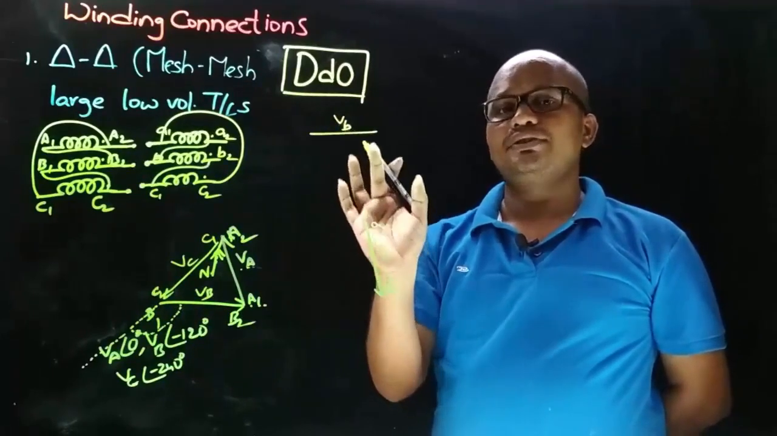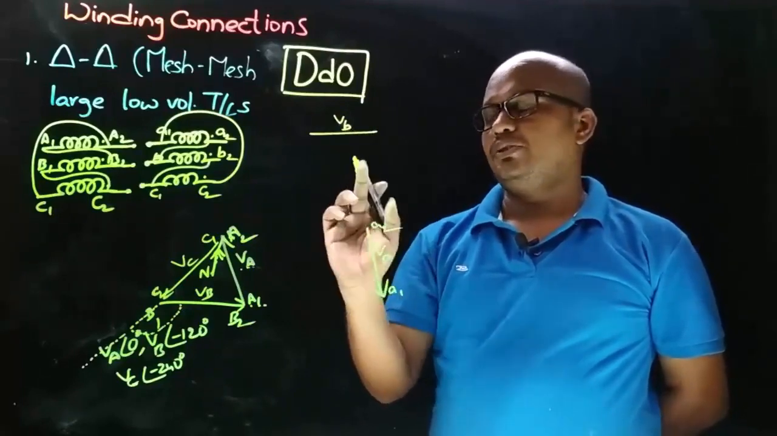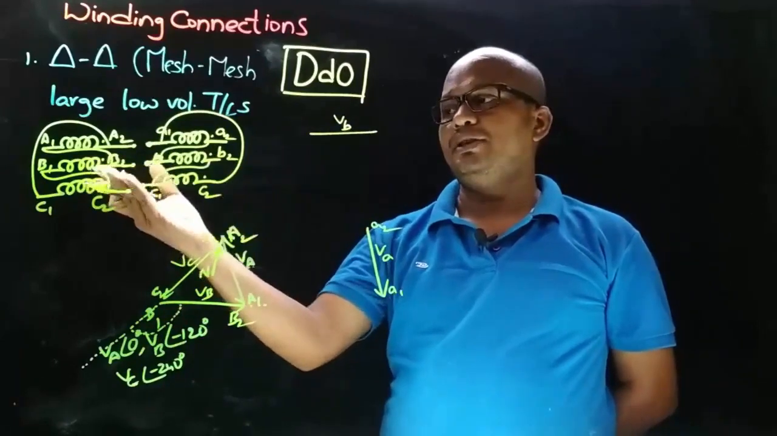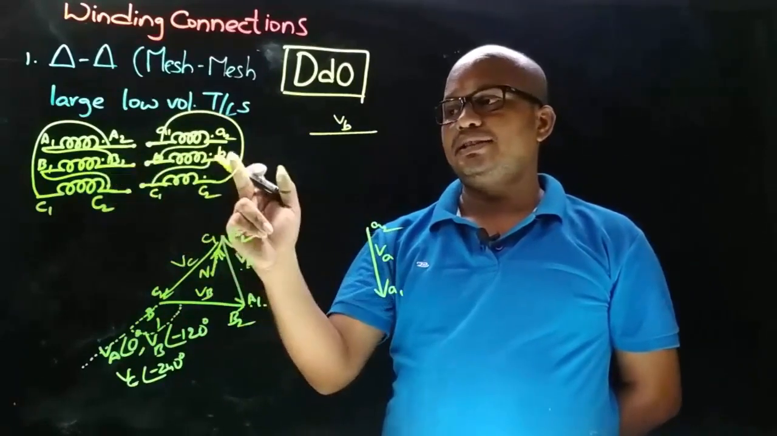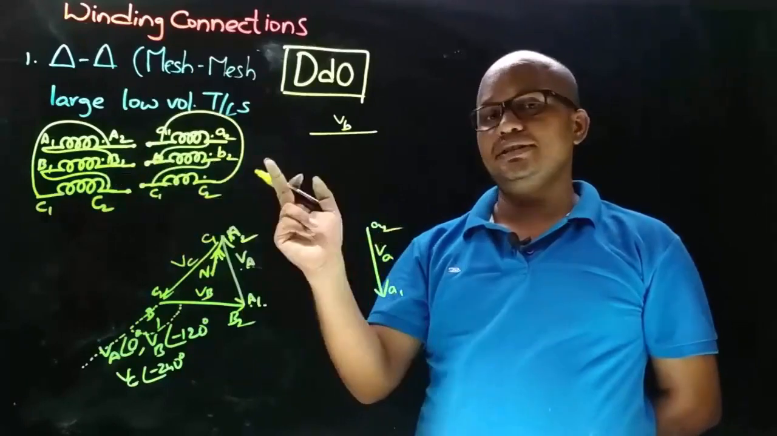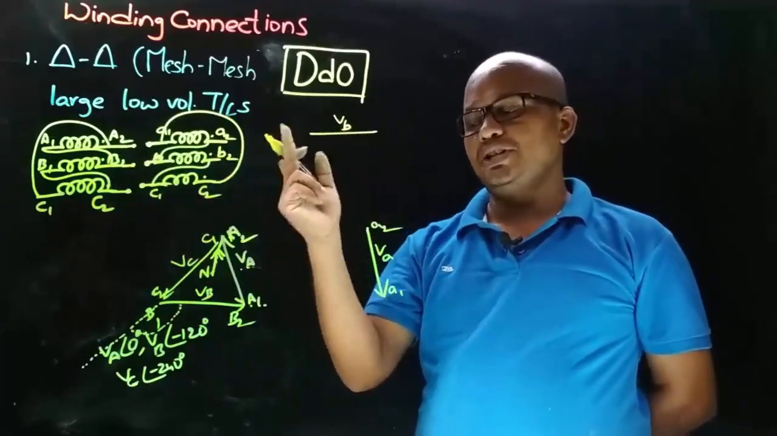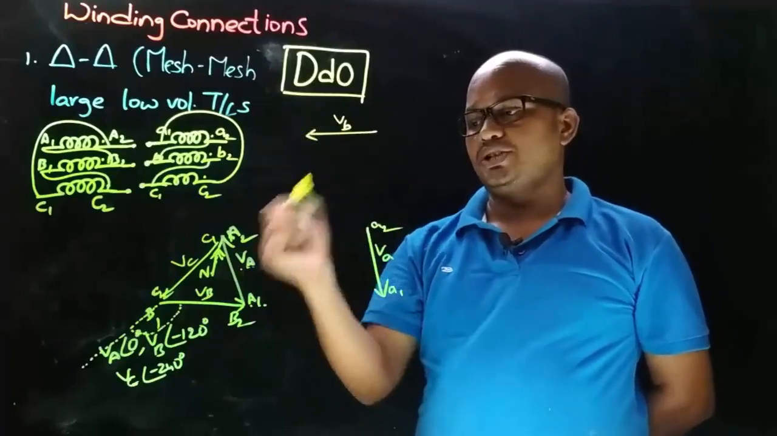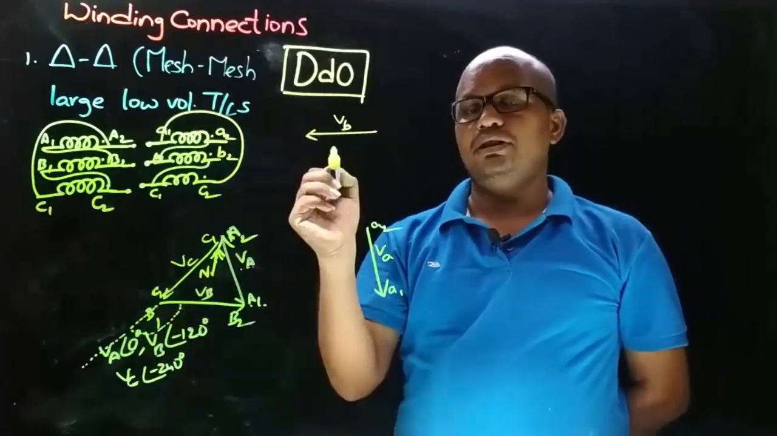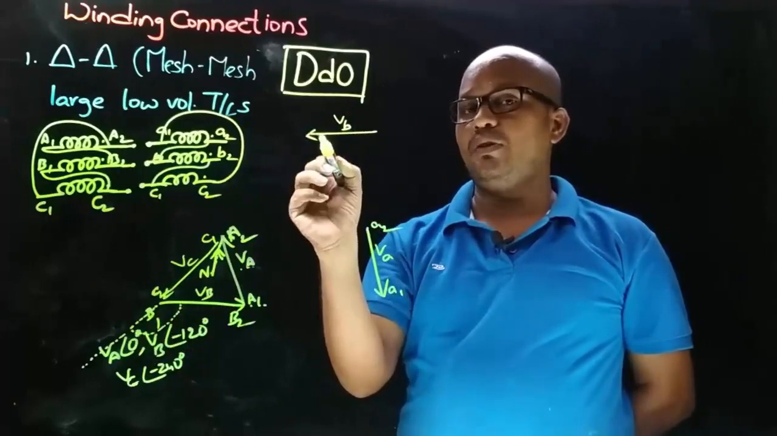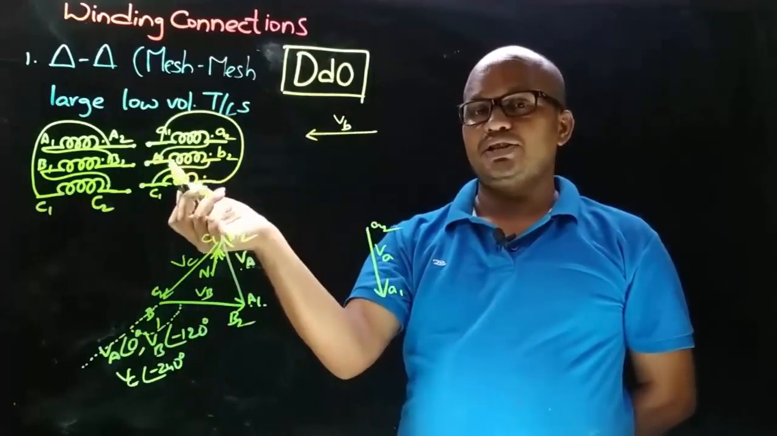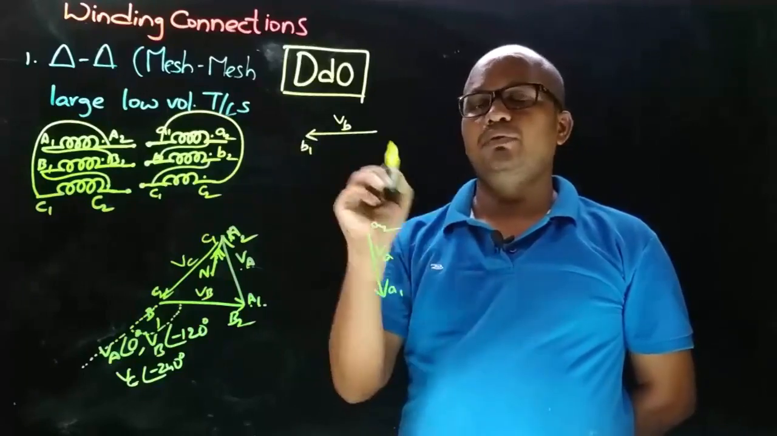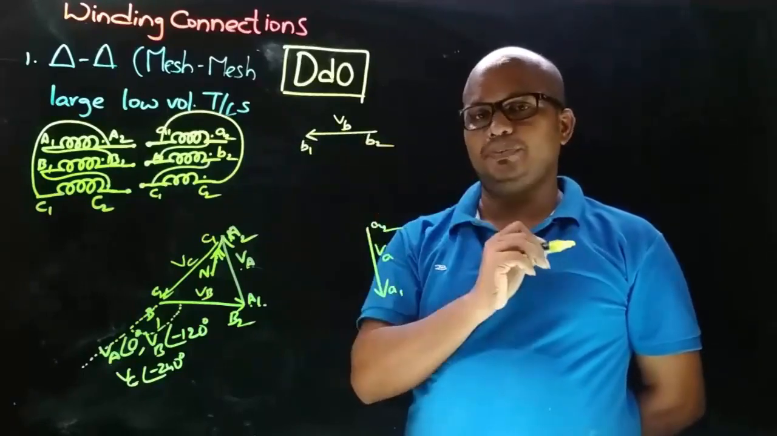Okay, now we need to decide the direction. Direction means we need to observe the connections we took from. On the primary side we took from the dot end, and on the secondary side we took from the non-dot end, which means the secondary phasor will be in the opposite direction to the primary phasor. Now we need to decide the terminals. The arrow will always point towards the connection we took from. So here the non-dot end is B1 and this is B2.